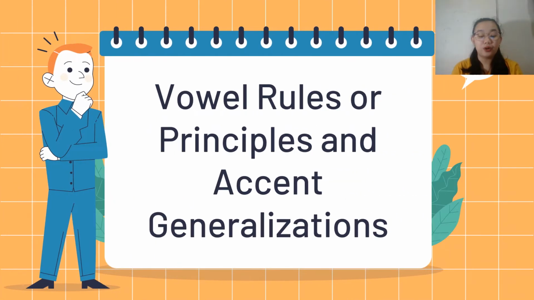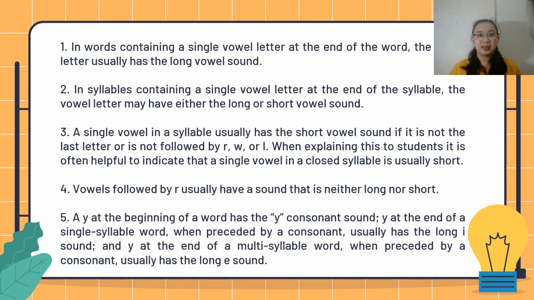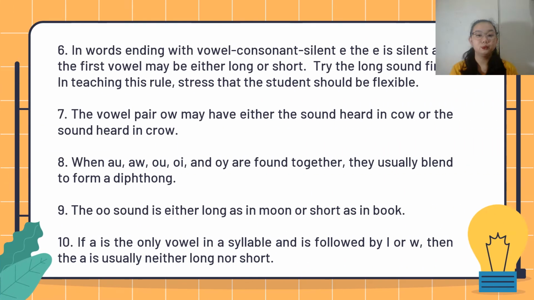Let us now move on to the first subtopic of correcting knowledge on sound symbol correspondence, which is the vowel rule. As a teacher, you should know that in words containing a single vowel letter at the end of the word, the vowel. In words ending with vowel consonant silent E, the E is silent and the first vowel may be either long or short.